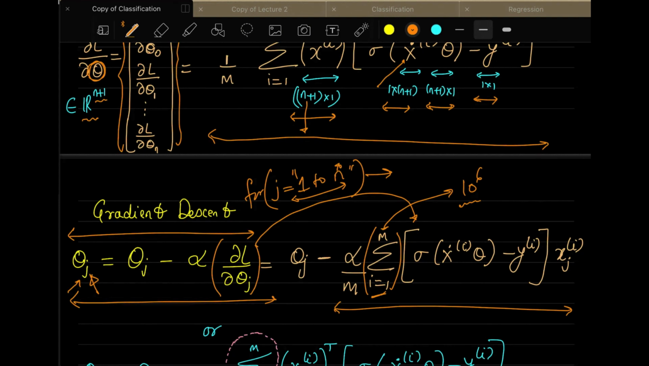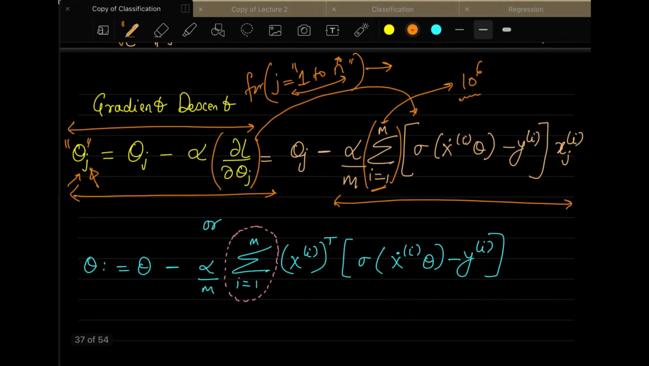So we have to come up with a faster way of implementing it, so that the updates of the theta j can be made faster. How can we do that? We can do that if we can vectorize this theta. As you can see here, this is the element of theta represented by theta j, but now it is in vector form. If we can make a vectorized implementation and get rid of this particular thing, then we are good to go.